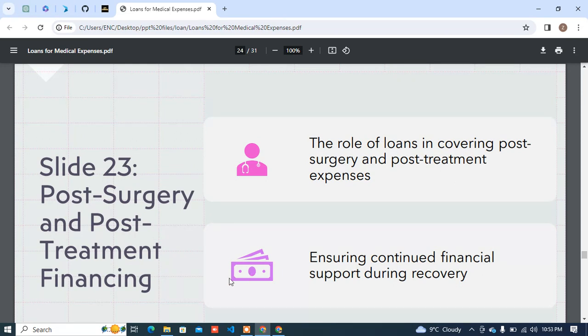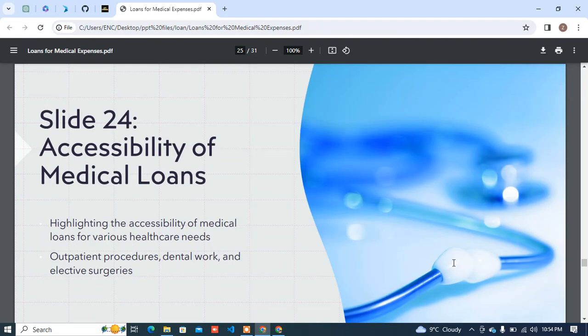Slide 23 is post surgery and post treatment financing. First point is the role of loans in covering post surgery and post treatment expenses. Point 2 is ensuring continued financial support during recovery.